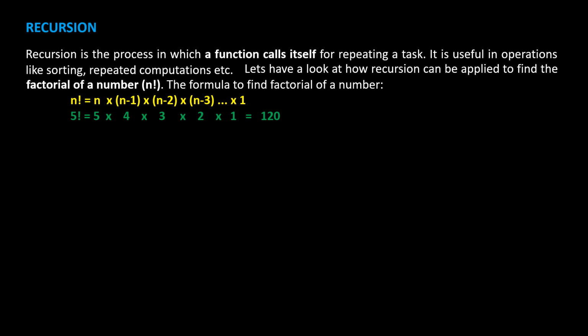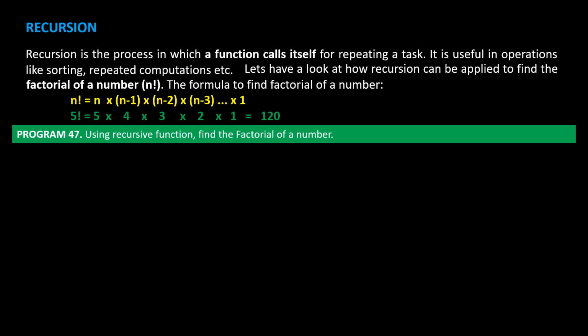The formula to find factorial of a number, n factorial, is equal to n times n minus 1 multiplied by n minus 2 multiplied by n minus 3 up to when n reaches 1. So, 5 factorial equals 5 times 4 multiplied by 3 multiplied by 2 multiplied by 1. And that is 120. Let's now write program 47. Requirement is, using recursive function, find the factorial of a number.